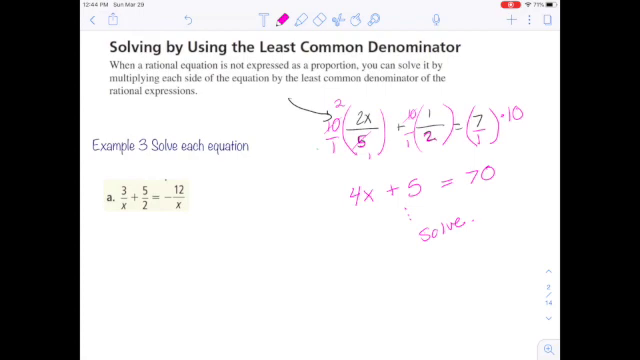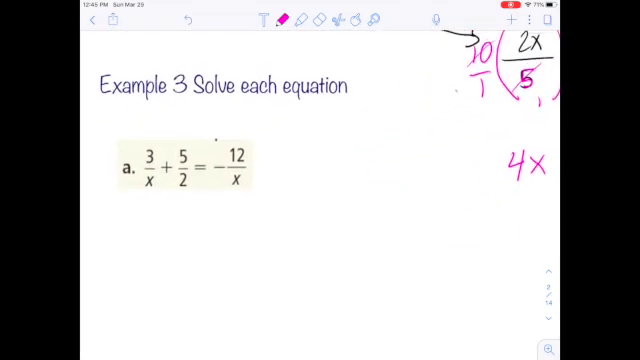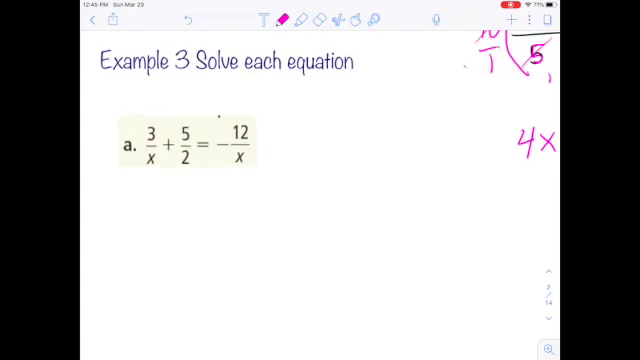So now we're just going to do the same idea, but with variables in the denominators, like in example 3a. So you take a look at 3 over x plus 5 halves is equal to -12 over x. And you take a look at all your denominators and you think, what's a common multiple of 2 and x? And you would say 2x. So we're going to multiply every single fraction by 2x.